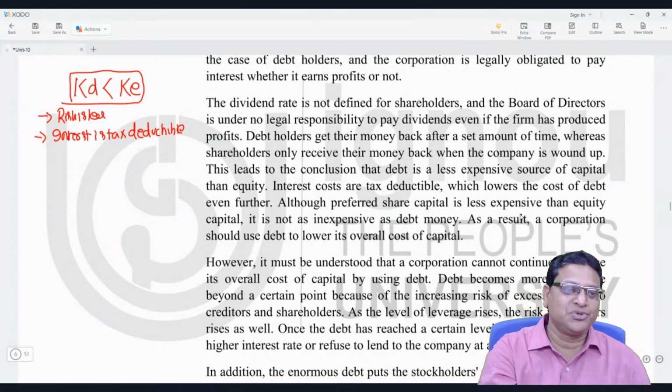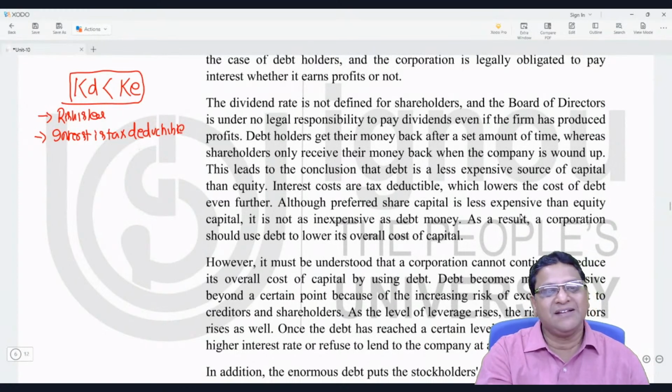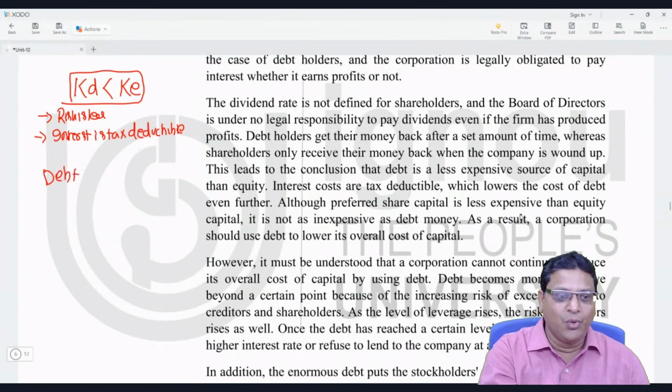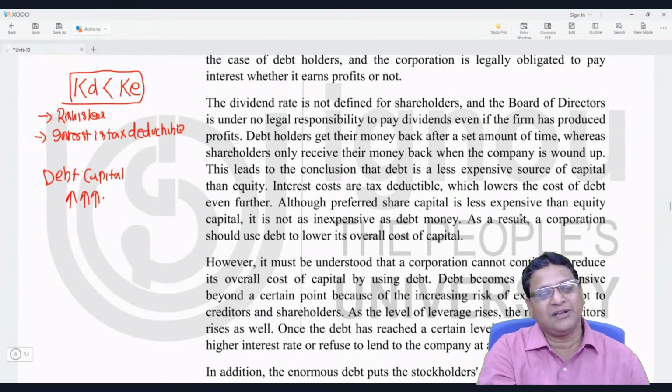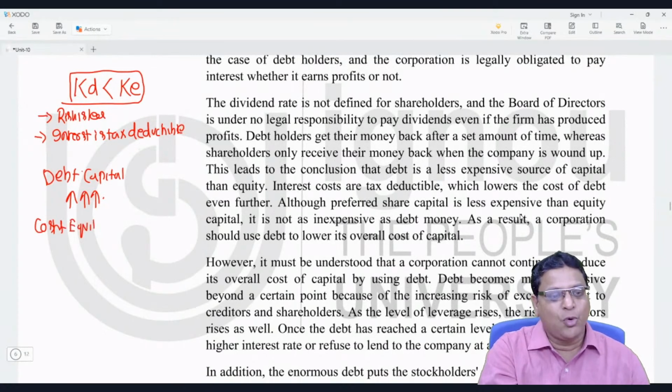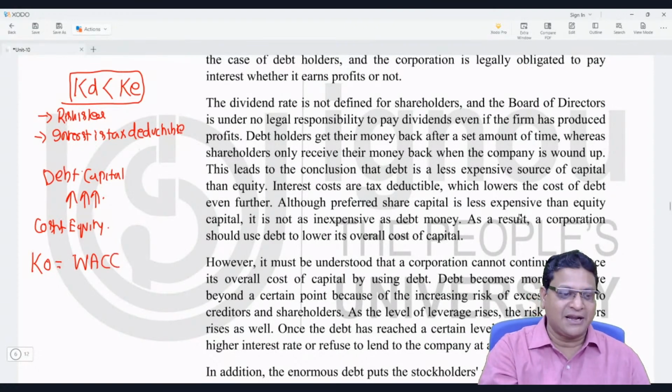Hence, once you use more and more financial leverage, once you use debt capital more and more, what happens? The cost of equity also increases. Hence, the overall cost of capital, which is known as KO, that is the weighted average cost of capital, increases. So how is weighted average cost of capital calculated?